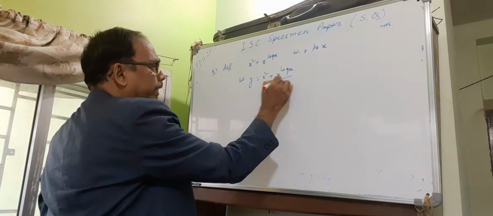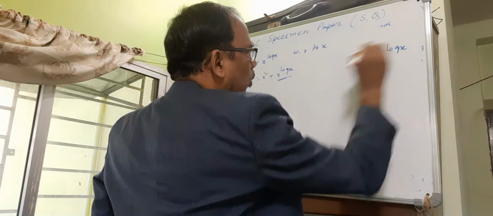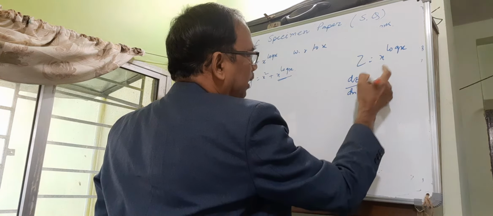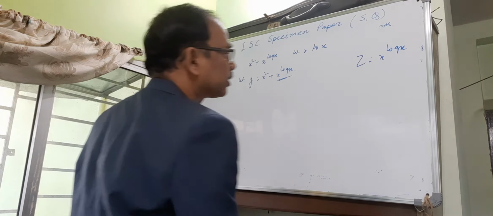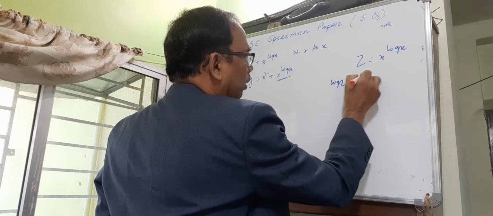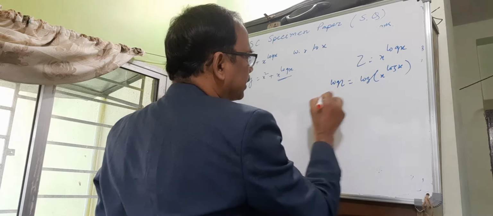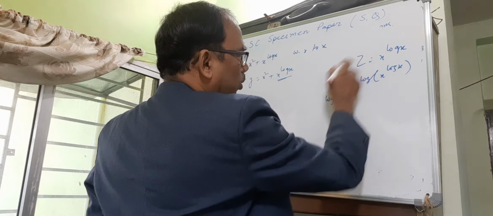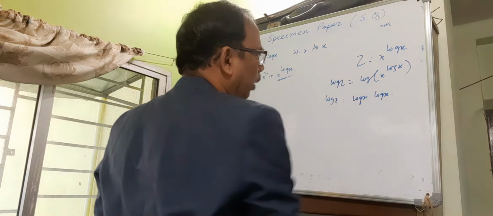Now first of all, let z equals x to the power log x, then find dz by dx. Now z is this, then taking log, log z equals log of x to the power log x. That is, log z equals log of this, the power should come down, that is log x into log x.